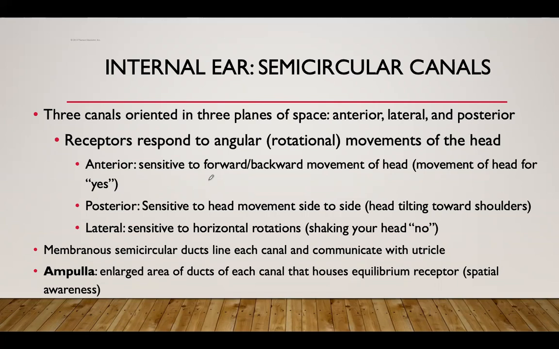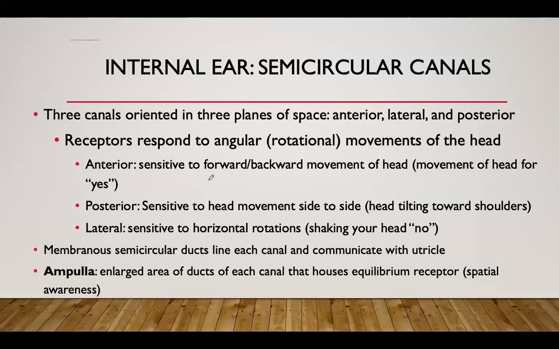The third semicircular canal, which is known as the lateral semicircular canal, is sensitive to horizontal rotation. So imagine you're shaking your head no, side to side, right? That motion is monitored or detected by your lateral semicircular canal.